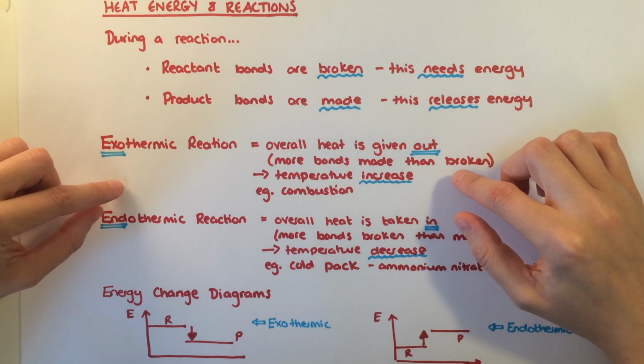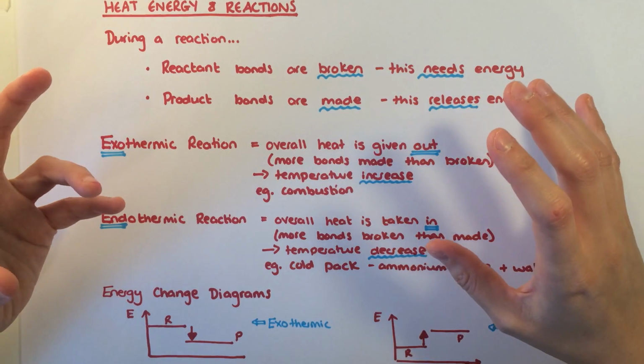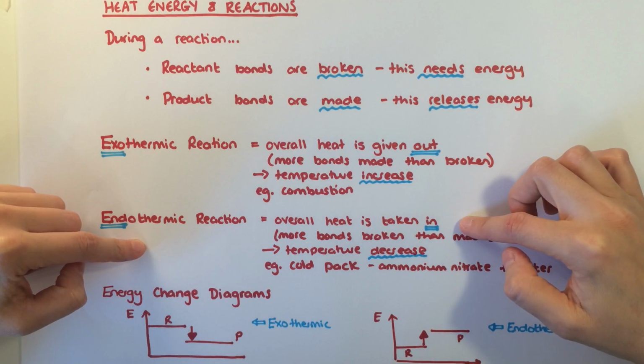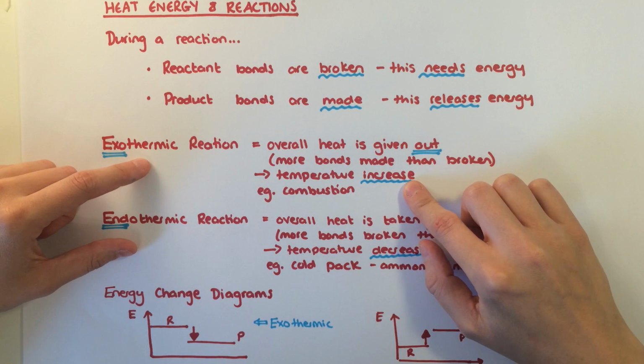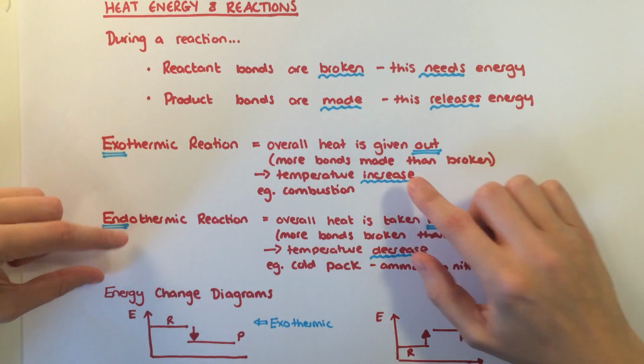Exothermic reactions are when more energy is released from the making of product bonds than is needed for the breaking of the reactant bonds, so overall energy is given out. And there is a temperature increase. This is what happens during combustion or explosion reactions.